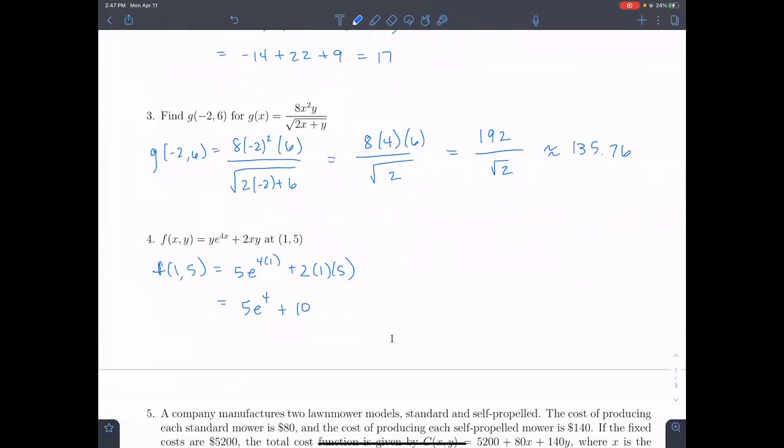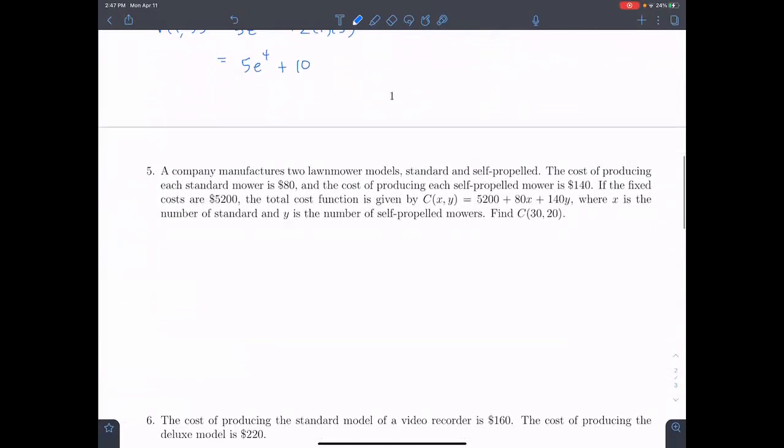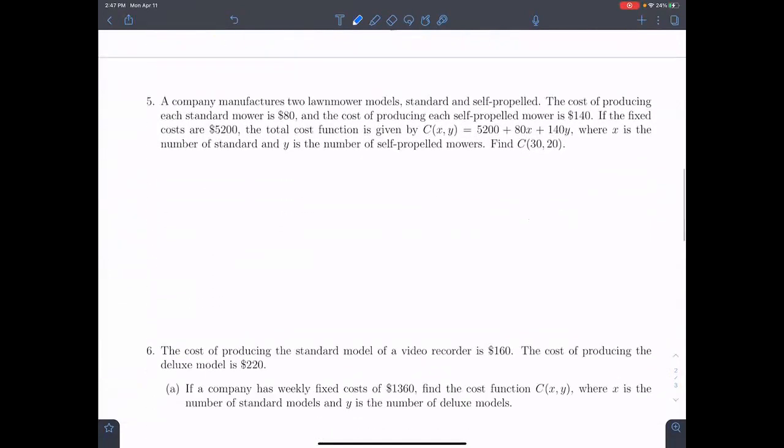Okay, so how does this actually play out in real world scenarios? You have this company that manufactures 2 different lawnmower models, a standard model and a self-propelled model. The cost of producing each standard mower is $80. So you have standard and you have self-propelled. Those are going to be our 2 variables, X and Y. Let's call standard X and self-propelled Y. Oh, it tells us that. X is the number of standard, Y is the number of self-propelled mowers.